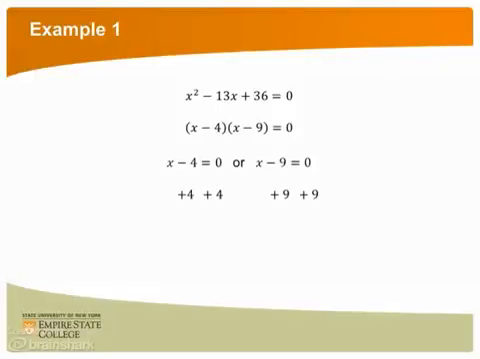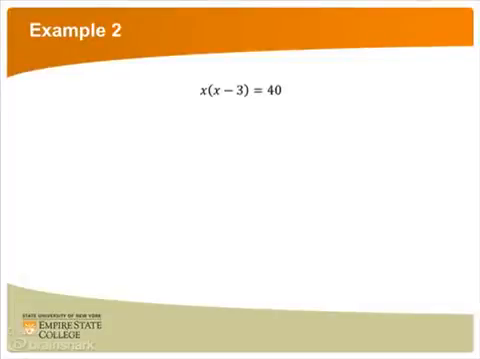To solve the first equation, we add 4 to both sides. Add 9 to both sides to solve the second equation. So our solutions are x equals 4 or x equals 9. Note that we got two separate answers. In mathematics, we may get as many distinct solutions as the highest exponent in the equation. Since we had a squared term, we got two different answers. Let's look at another example.